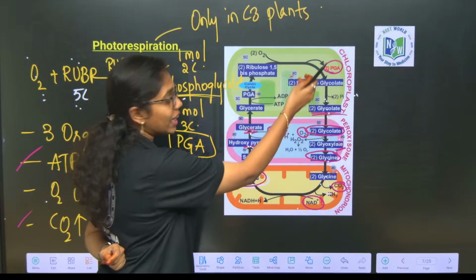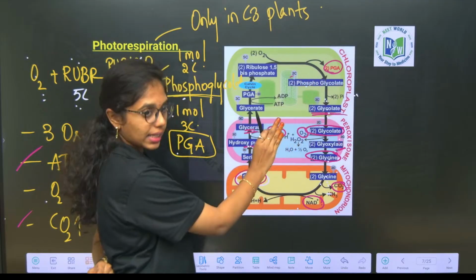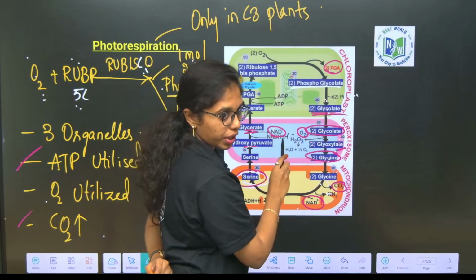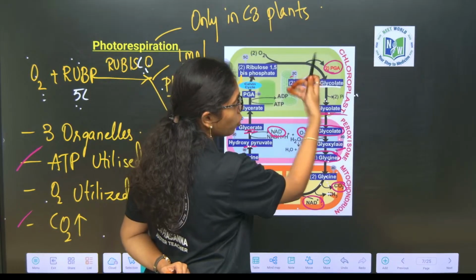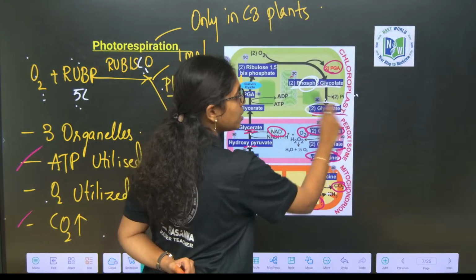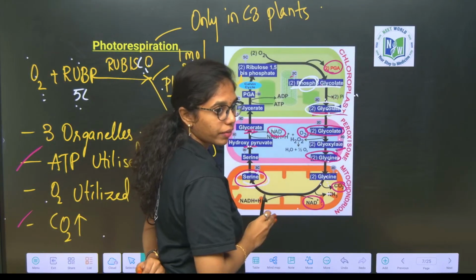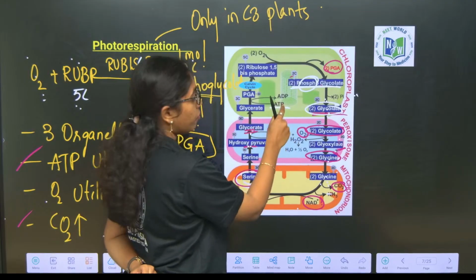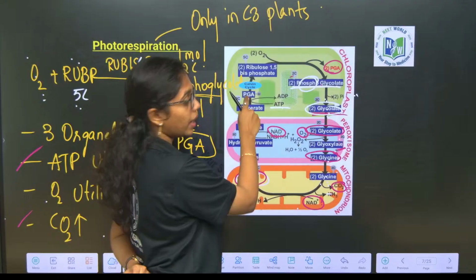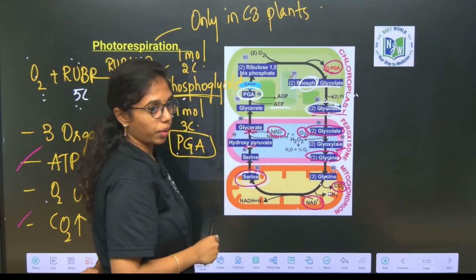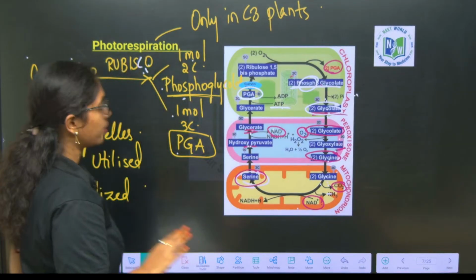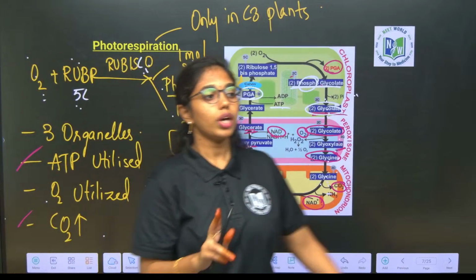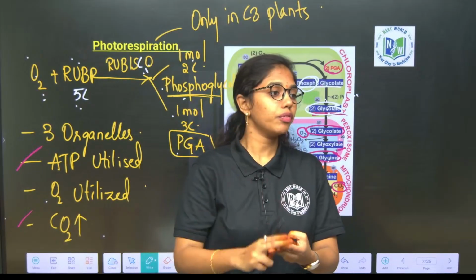When it is dephosphorylation, listen carefully. This is phosphoglycolate, right? This is the substrate. From this substrate, the phosphate group is removed, and here it is simple glycolate. Where is the concept of ATP here? Here you see, ATP is being utilized. From this ATP, a phosphate group is added and phosphoglyceric acid is formed. Clear, right? So this is all about photorespiration. Any doubt anywhere? No. You are clear with the C3 cycle and with photorespiration.